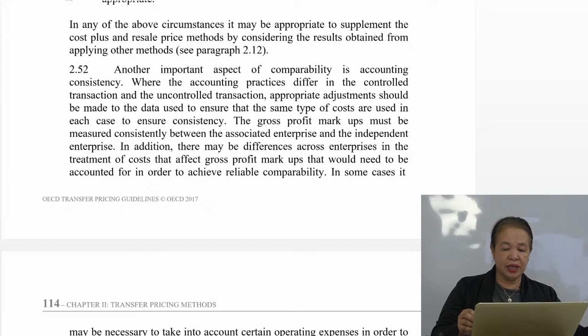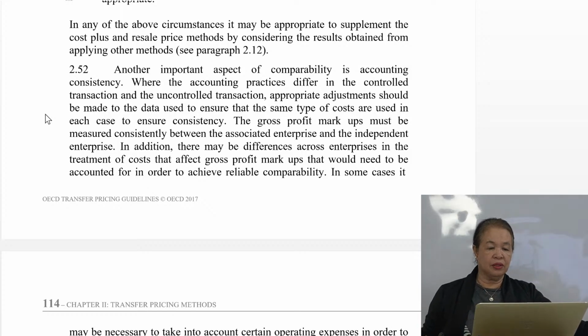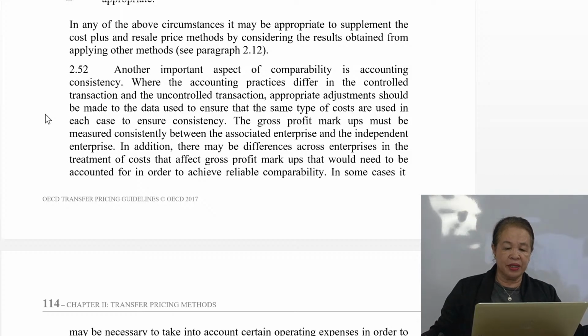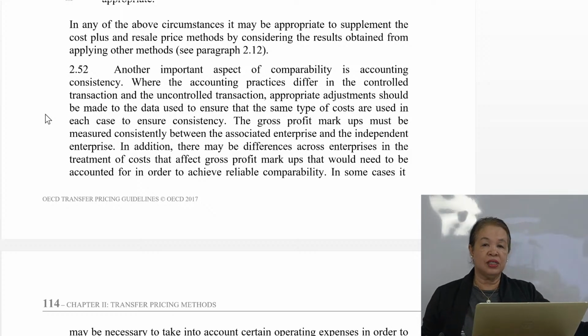Another important aspect of comparability is accounting consistency. Ano yun? The accounting treatment natin. How do we value? How do we recognize the assets? How do we expense the account or capitalize? Where the accounting practices differ in the controlled transaction and the uncontrolled transaction, appropriate adjustment should be made to the data used to ensure that the same type of costs are used in its case to ensure consistency.